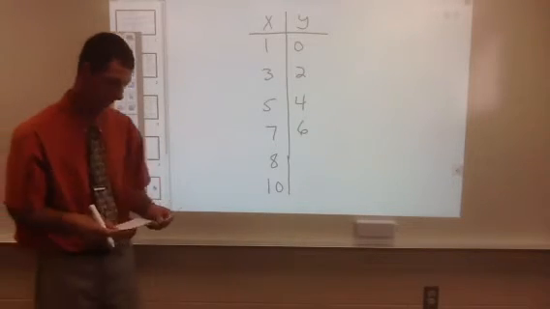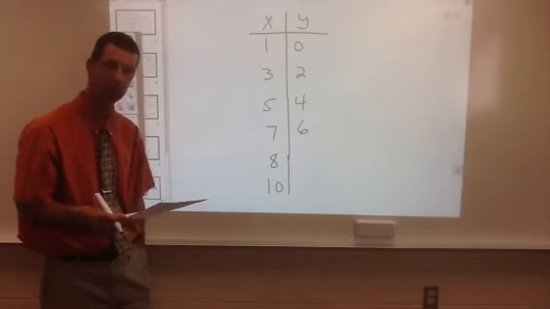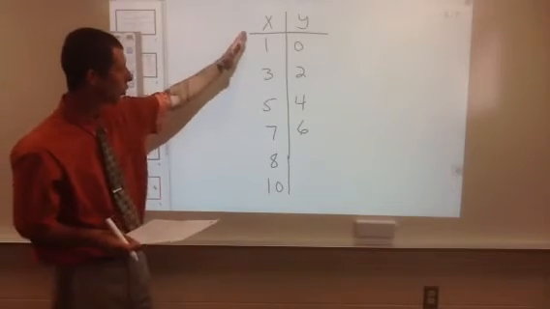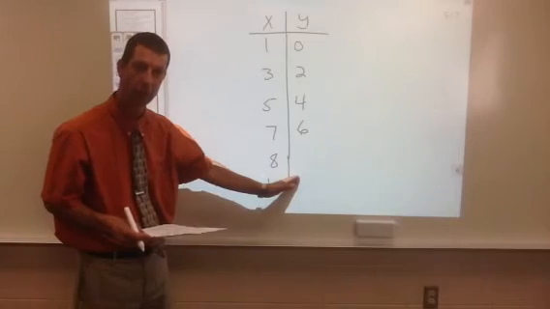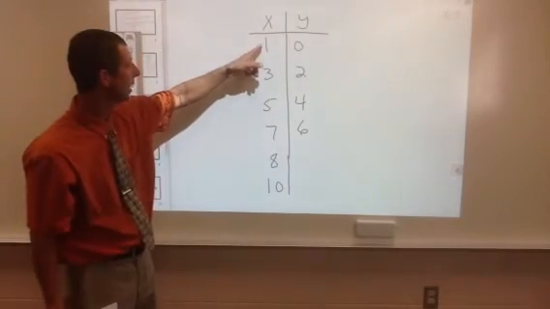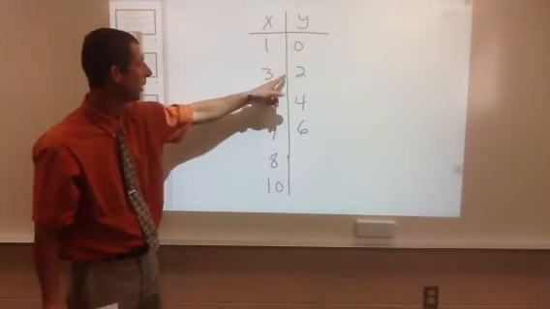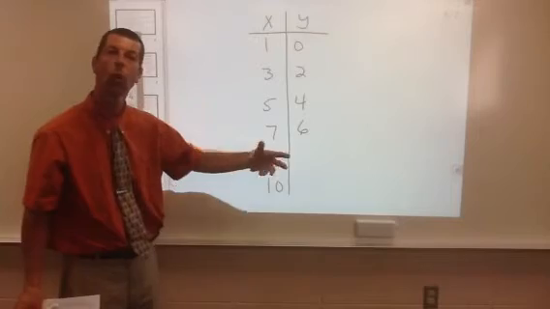Okay. Now, this here deals with filling in a table, a function table, basically. And what students have to do is figure out what the missing y values would be here. Well, if you can see, when x is 1, y is 0. When x is 3, y is 2, 5, 4, 7, 6. So it's 1 less.